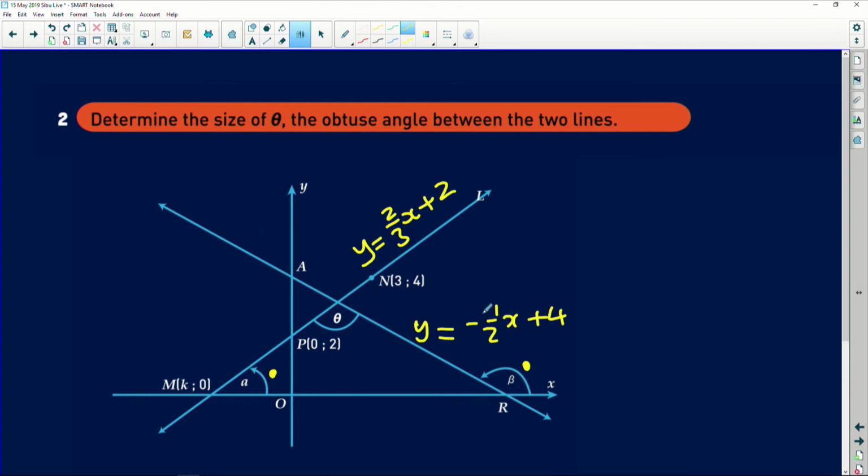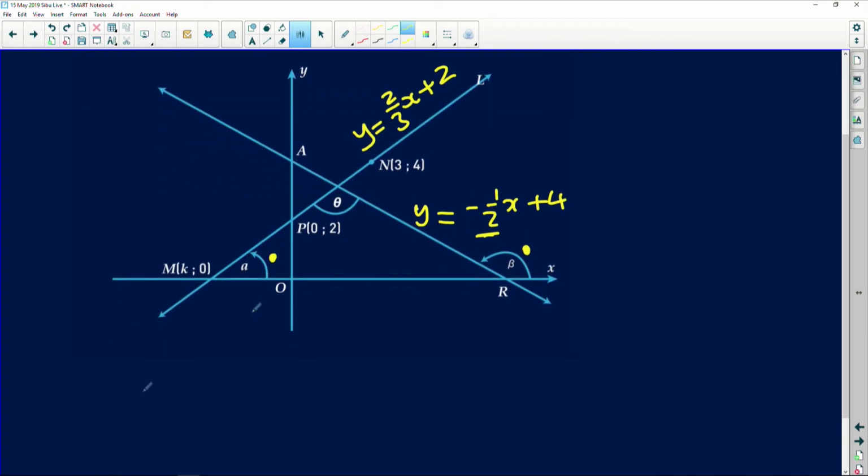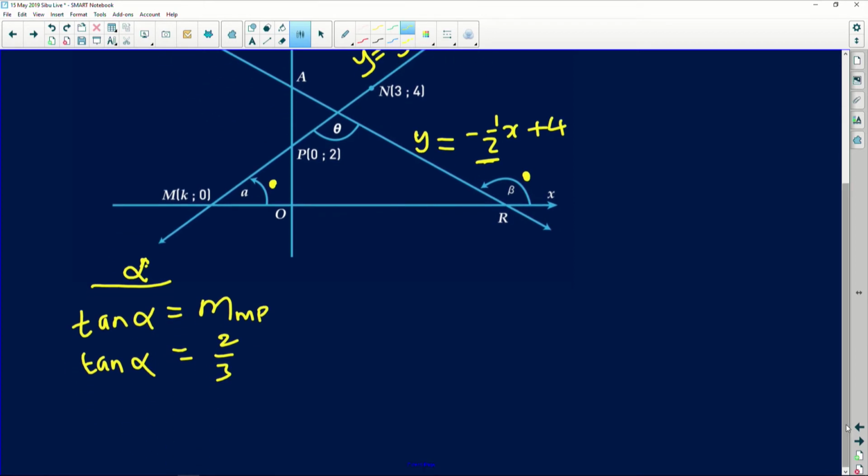Right, so I've got the gradient. The only thing I need is the gradient here to work out the value of beta. So I'm simply going to say, let's work out alpha and beta. For alpha, before we get to theta, tan of alpha is the gradient of that straight line, which we know is the gradient of the straight line MP, which is basically 2/3. That's what tan of alpha is. Simplify that further, then alpha is going to be arctan of 2/3. Right, and then we're going to need a calculator to work that out.